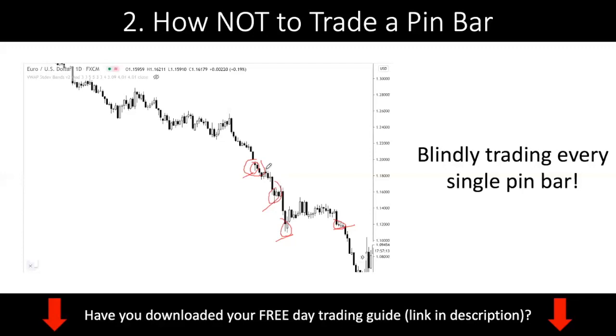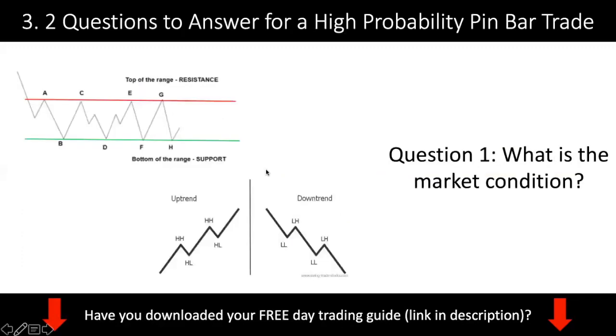It's like, let's say you have an exam to study for, and you have an entire textbook of 500 pages of content that will be tested, but you are only choosing to study 5 pages or even 1 page. It just doesn't make sense. So please do not blindly trade every single pin bar. So this is how not to do it.